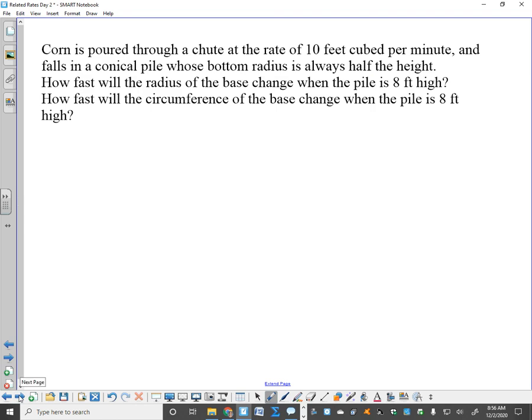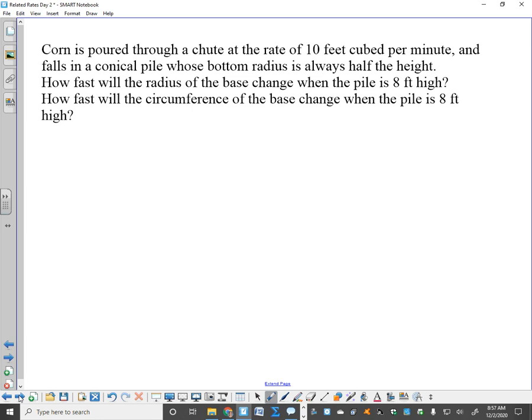Corn is poured through a chute at the rate of 10 feet cubed per minute, so we're talking volume, and falls in a conical pile. So think of an ice cream cone upside down, conical pile, or a caution cone, like a parking cone, whose bottom radius is always half the height. Okay, that sounds like a relationship. How fast is the radius of the base changing when the pile is 8 feet high? Oh, there's another question. How fast will the circumference of the base change when the pile is 8 feet high? Okay.